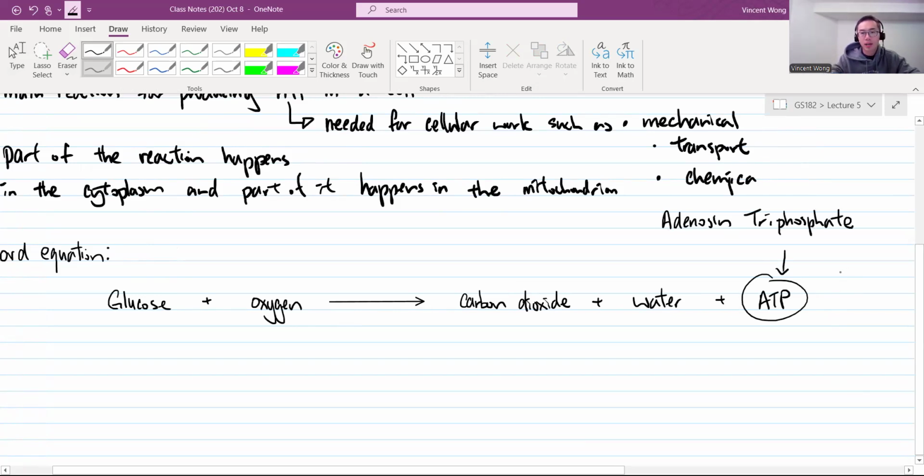Okay? Adenosine triphosphate. Triphosphate means it has three phosphates in it, and you can break one off to release the energy if you want to use the ATP molecule. Right? So that's the word equation.